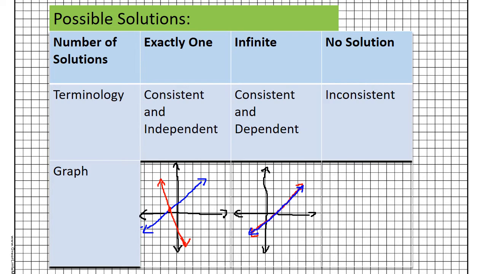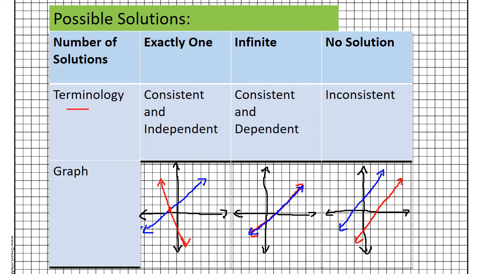And then the other type that we have is no solution, and we call that one inconsistent. And inconsistent would be whenever you've got one line and then the other line is parallel to that, so they will never intersect. So they will never have a solution, and so that one is called inconsistent. So those are our three types of solutions that we need to know.